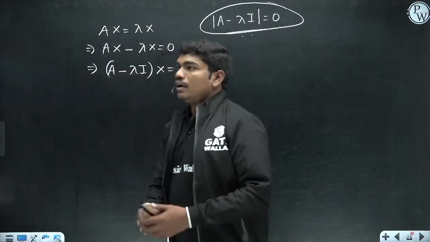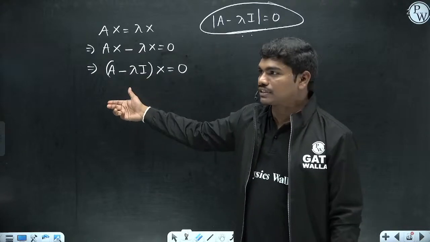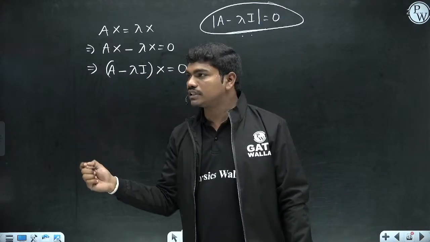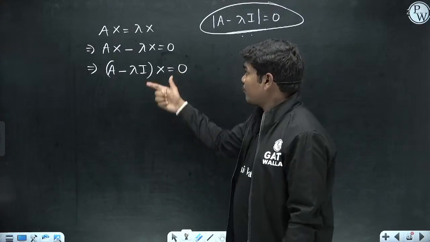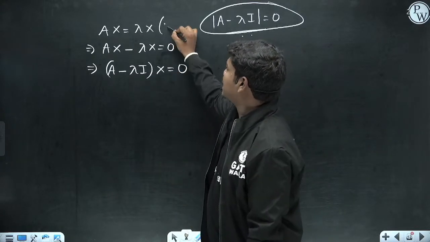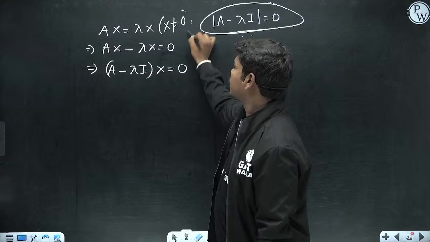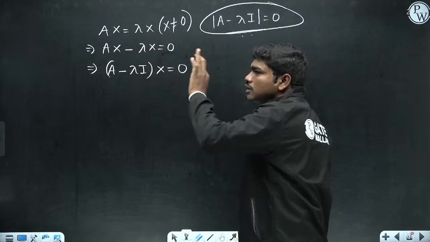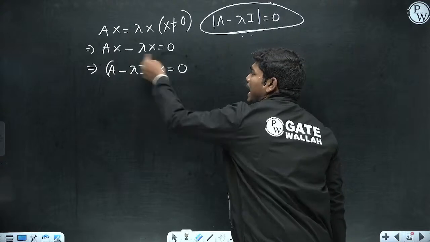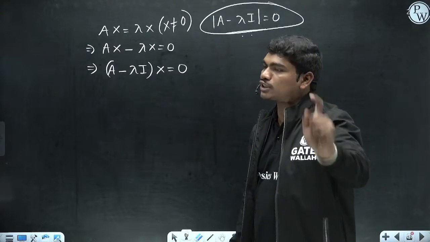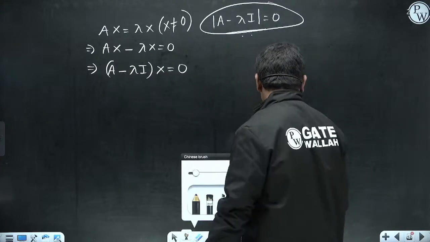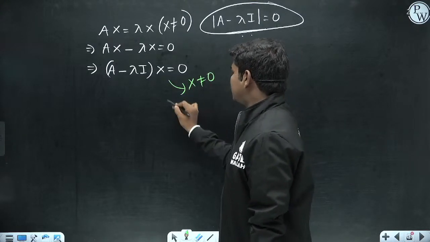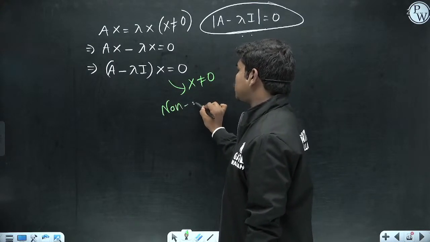Now this is a homogeneous system of equations. Just now I have told you this system is actually a homogeneous system of equations, correct? Here we clearly mention that the eigenvector cannot be 0. So if this x is not equal to 0, that means this system has a non-trivial solution.